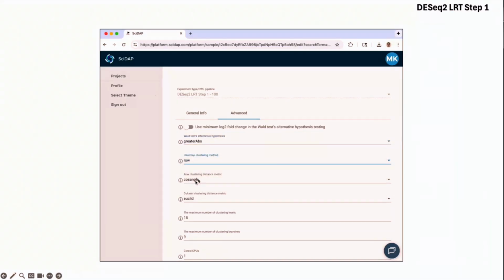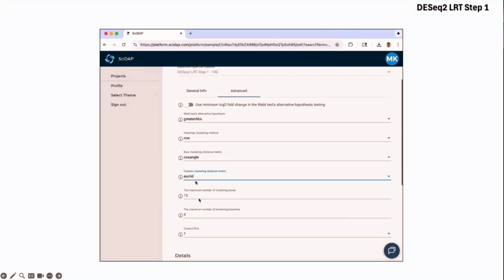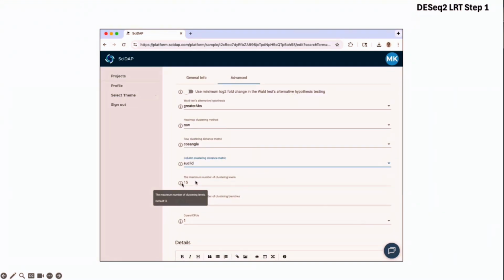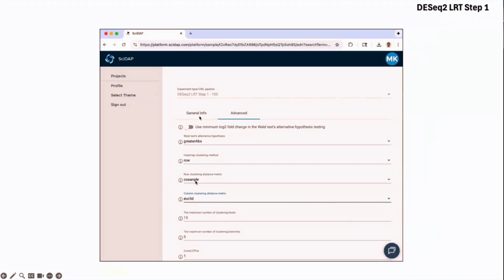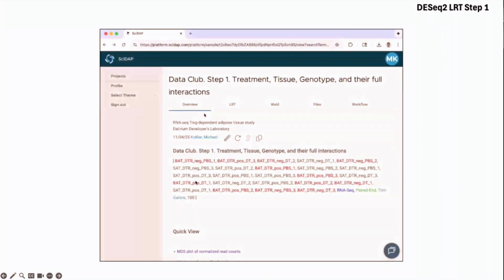You can also cluster the results by row or by column. You can select different distance metrics for clustering by row and by column. You can select how many levels of clustering you want and how many children in each level you want to have in the hierarchical clustering. Then when you save this sample, it will take a certain amount of time, depending on the number of samples and also on the complexity of your metadata. And these are the results of this experiment.